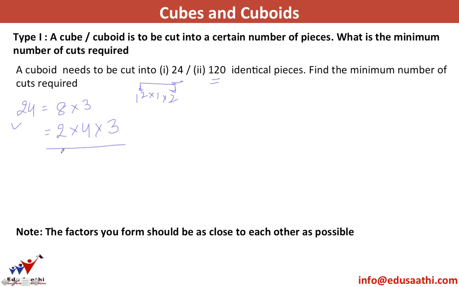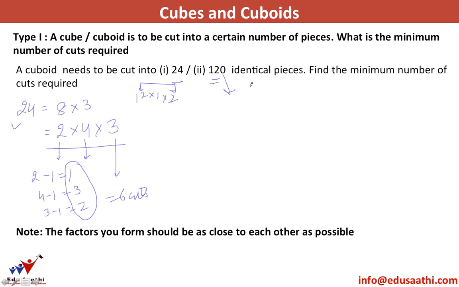So what are the minimum number of cuts? For 2 parts on a face, I will require 2 minus 1, 1 cut. For 4, I will require 4 minus 1, or 3 cuts, and for 3, I will require 3 minus 1, or 2 cuts. So what are the total number of cuts needed? 2 plus 3 plus 1, or 6 cuts.